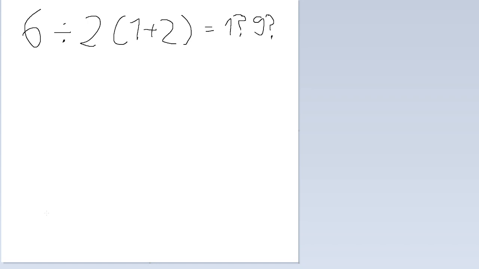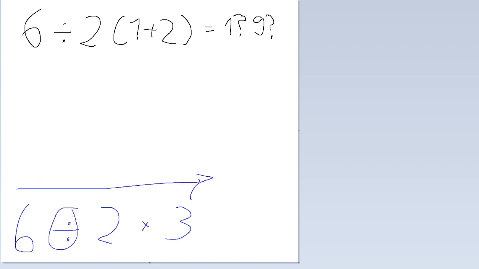Okay, let's consider a different equation. I'm sort of going to approach this from two sides. 6 divided by 2 times 3, written like this. Now, I would say that this is unambiguously 9. You do these from left to right because division and multiplication have the same priority, right? And it's written just like you're supposed to do from left to right.